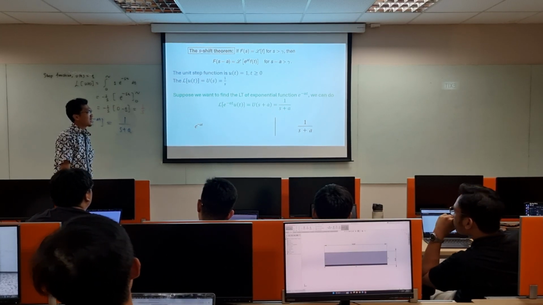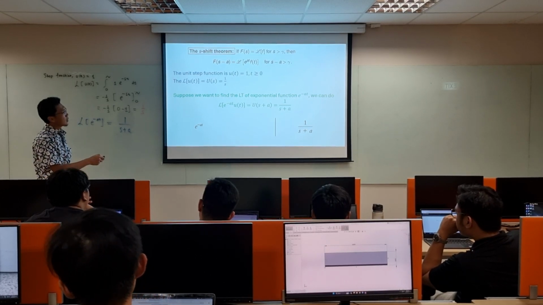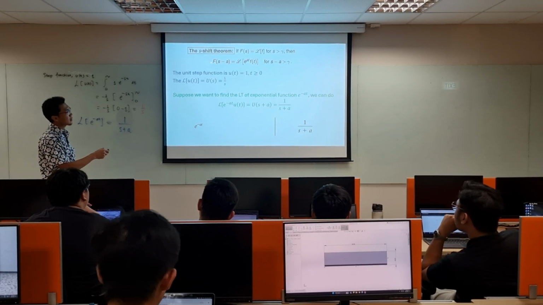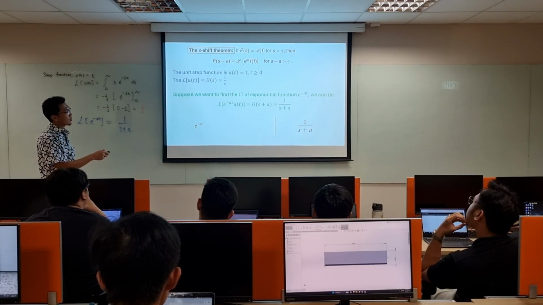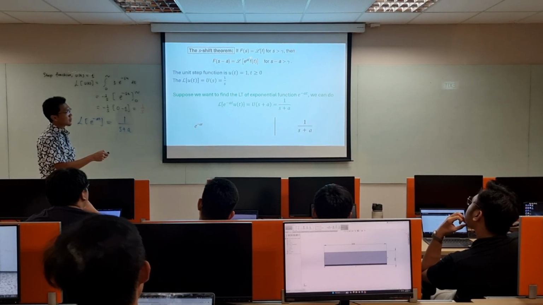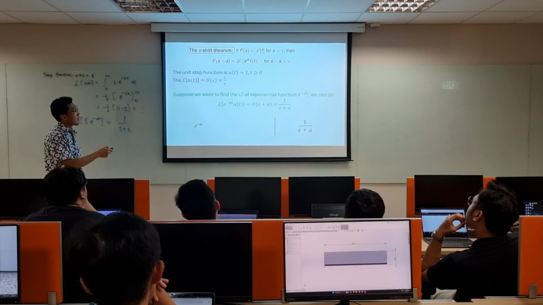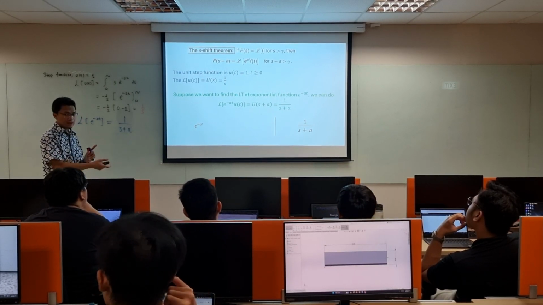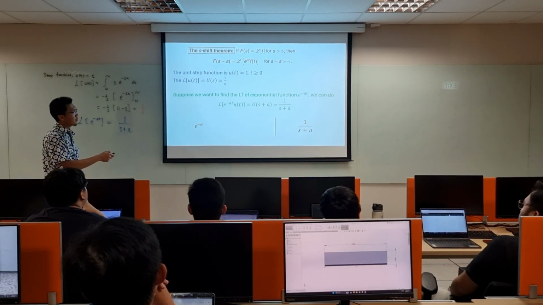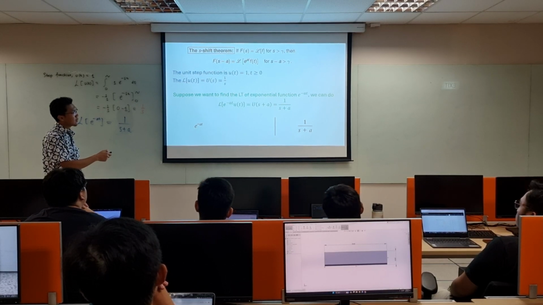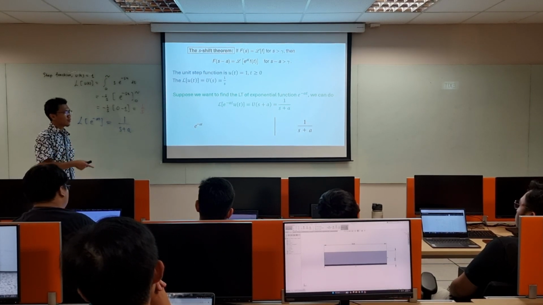Let us review the s shift theorem. The theorem says like this: if you want to find the Laplace transform of a function f of t multiplied by e to the at, then the Laplace transform is just F of s, but with s replaced by s minus a. So if it is positive a here, the shift is minus a. That's what the theorem says.